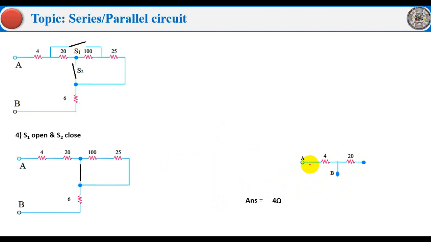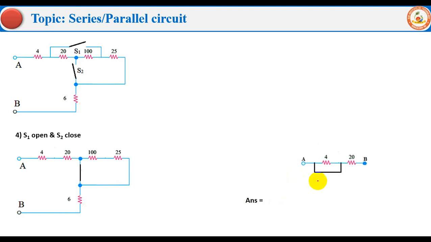Now if I shift my point A from here to here, what is my R equivalent now? Do you think it is still 4 or something else? How do we have to analyze that? If I connect a battery, do not debate about the polarity of the battery. The current flows through the 20 ohm and not through 4. Thus my answer is not 4 but 20 ohms.